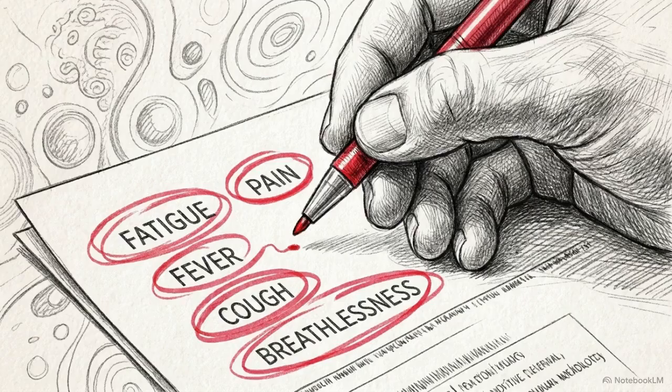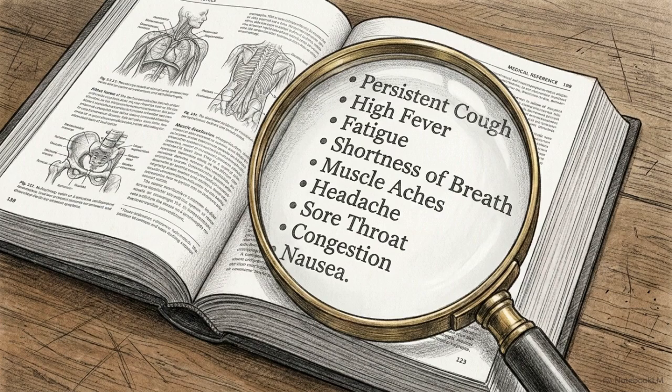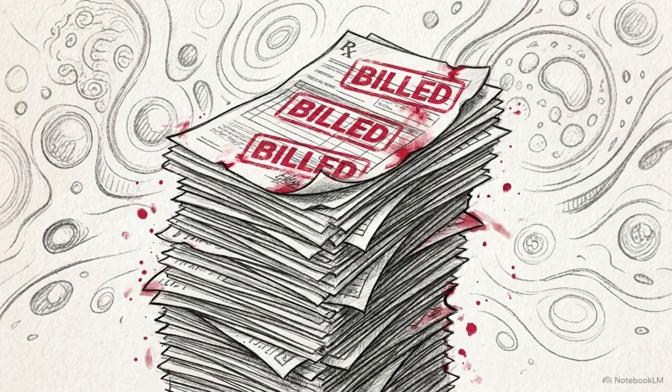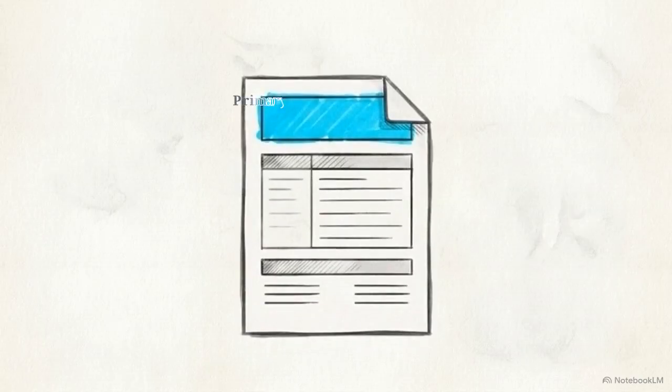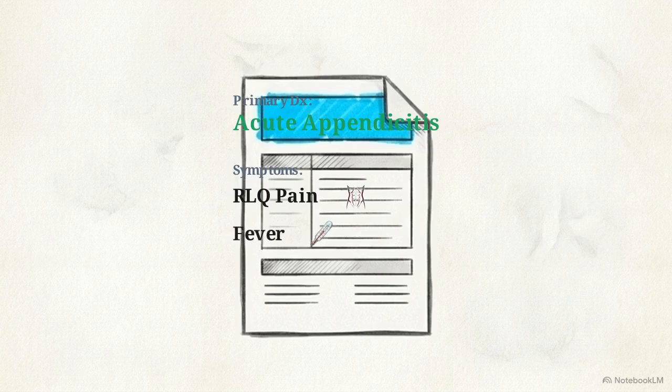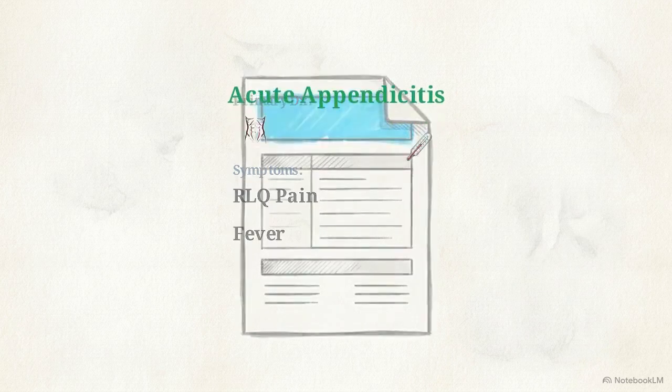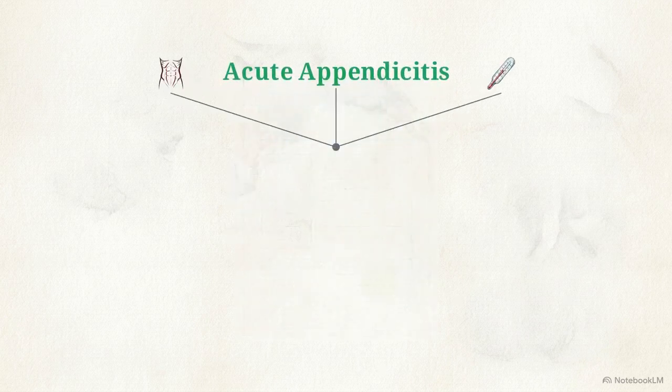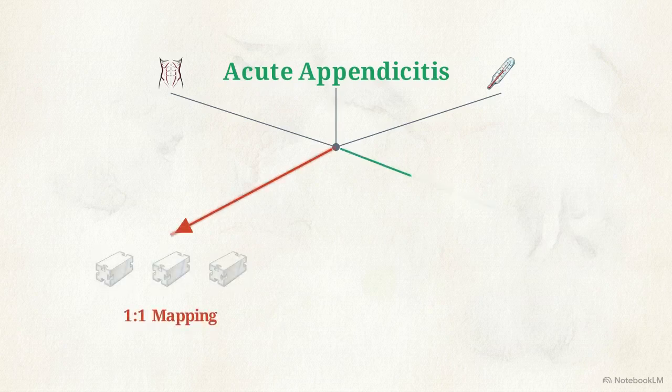This translation process often creates friction for beginners. The immediate instinct is to take every single symptom written in the chart and assign it an individual code, assuming more codes equate to a more accurate record. In this mock progress note, the physician established a definitive primary diagnosis, acute appendicitis. Beneath it, associated symptoms are documented, right lower quadrant pain, and a fever. Do we map these three distinct clinical terms to three separate ICD-10 codes, or just one?